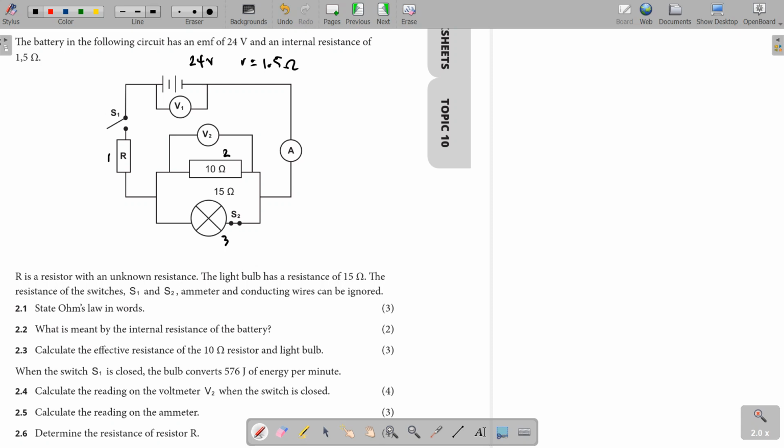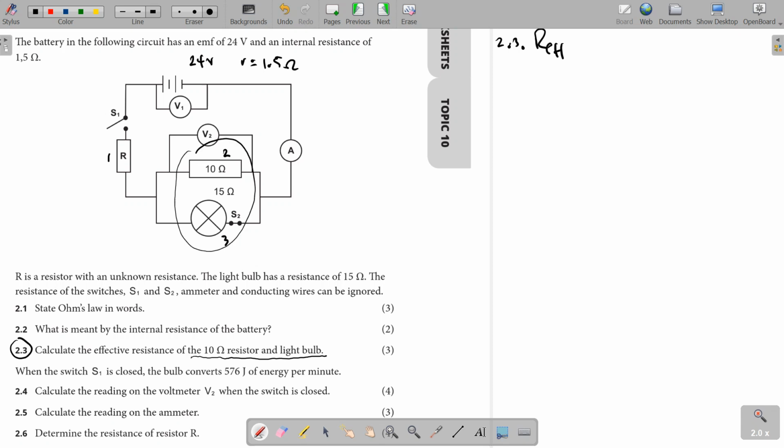Okay, so given that, they're telling us to first of all calculate. We'll start looking at 2.3, calculate the effective resistance. So 2.3 says calculate resistance effective. Remember, when calculating resistance effective, we're simply calculating total resistance. Now here they're saying we should calculate the effective resistance across the 10 ohm resistor and the light bulb. So they want us to look at these two components right here.